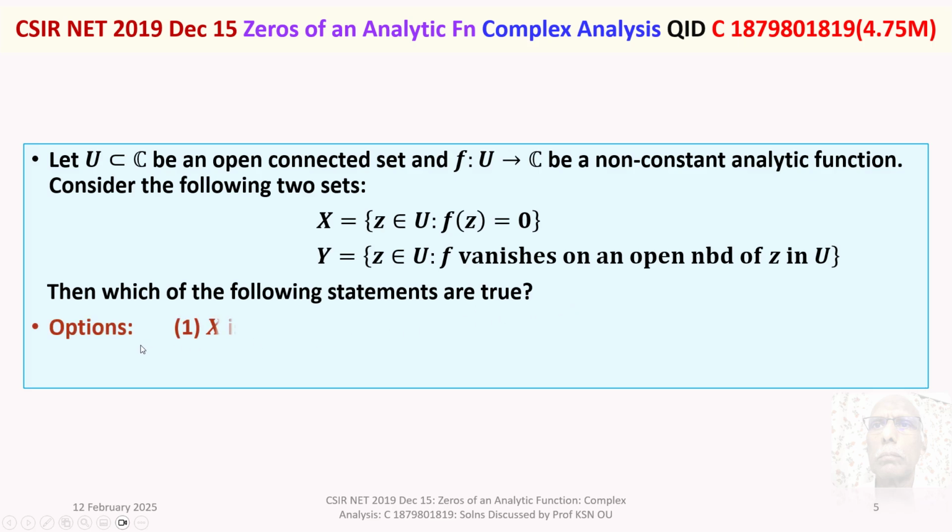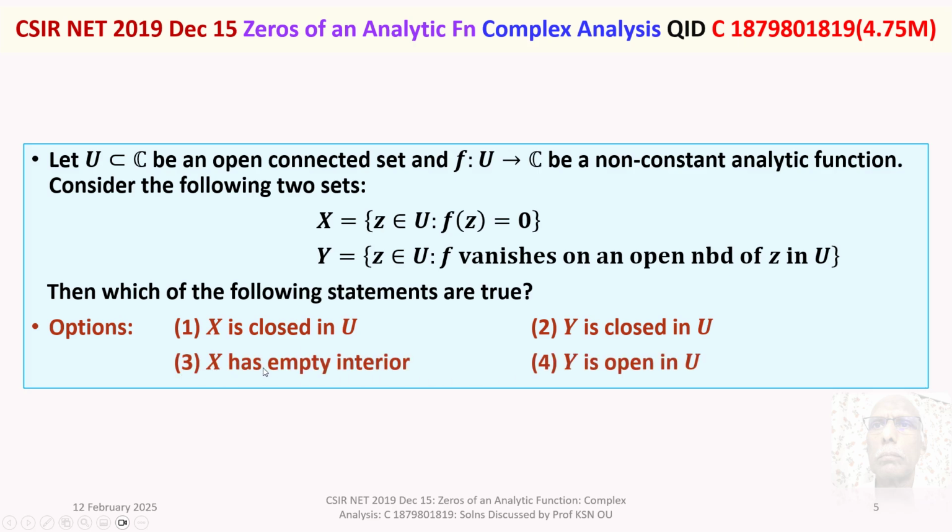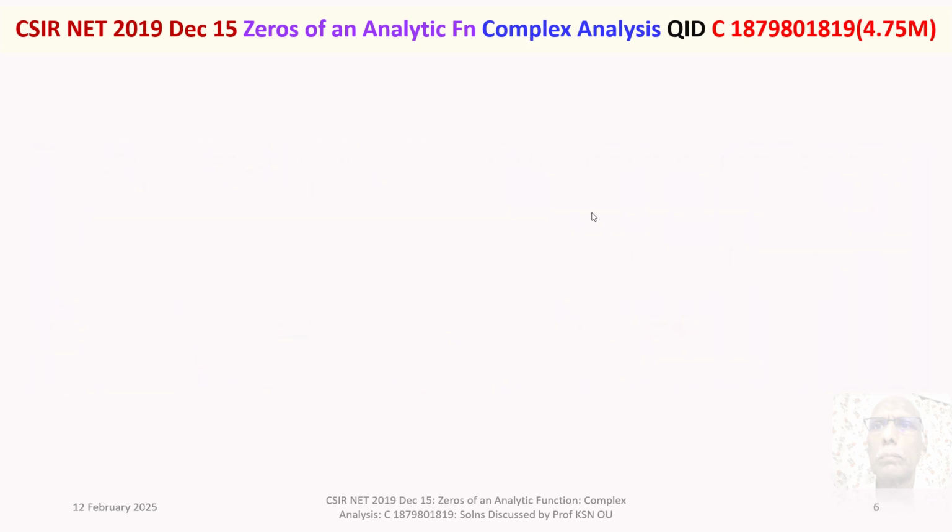We are given four options. Option 1, X is closed in U. Option 2, Y is closed in U. Option 3, X has empty interior. And option 4, Y is open in U. Agreed. Let's move to the next slide for a detailed solution of this problem. Right. Let's now discuss the solution of the problem in detail.